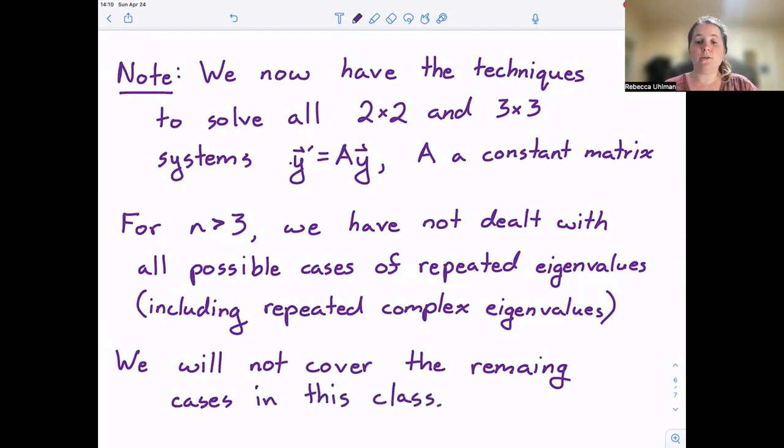But as I mentioned, we do have the ability to solve all 2x2 and 3x3 systems, and we can solve many higher dimensional systems, or 4x4, 5x5, etc. We can solve systems for larger n as long as we don't have repeated complex eigenvalues, or we don't have repeated real eigenvalues with high multiplicity.